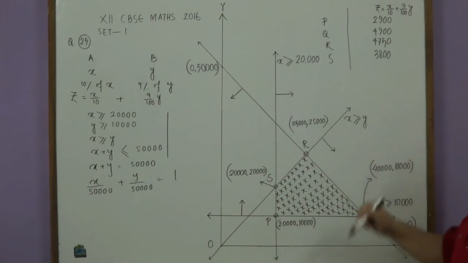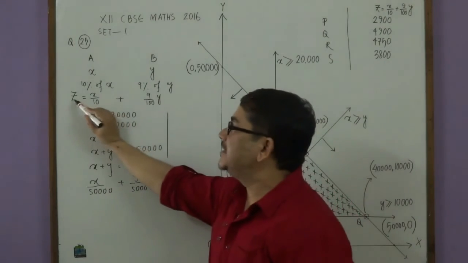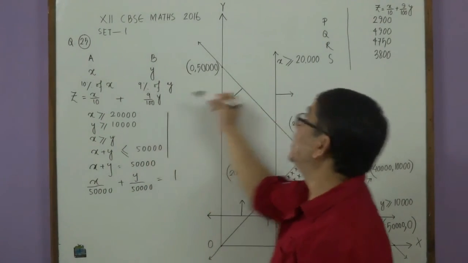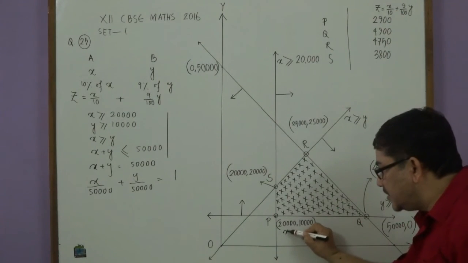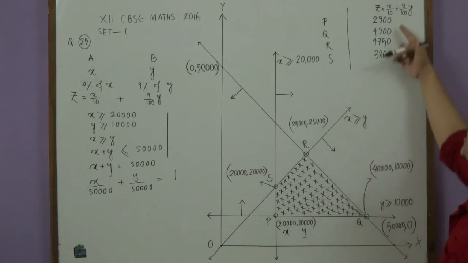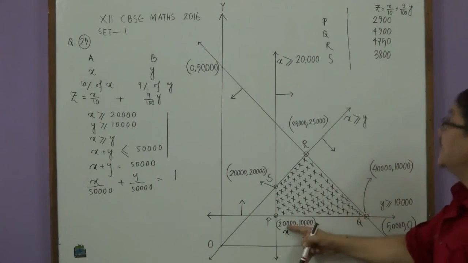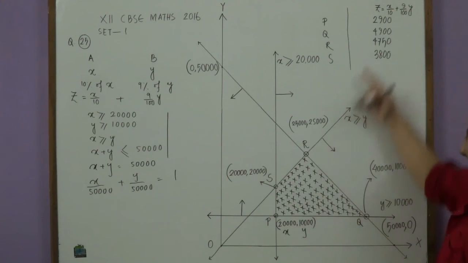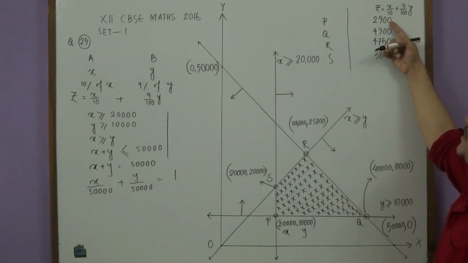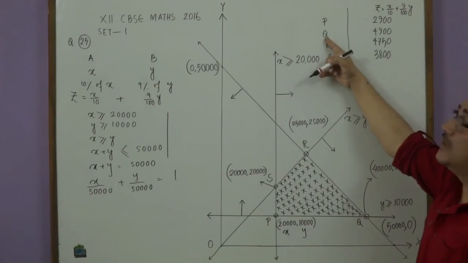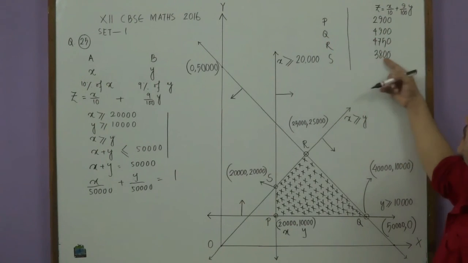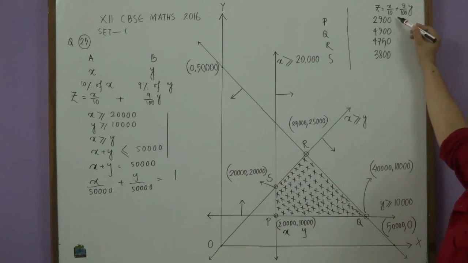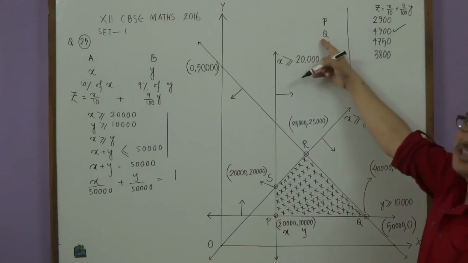We have to verify now. The objective function is Z equal to x upon 10 plus 9 upon 100 y. I have written it here. At P, x is 20,000, y is 10,000. So in this expression, put x equal to 20,000, y equal to 10,000. Evaluate: 2900. At Q also, find it out. At R, calculate. At S, you calculate Z. I have calculated this. So the maximum value is obtained at Q.